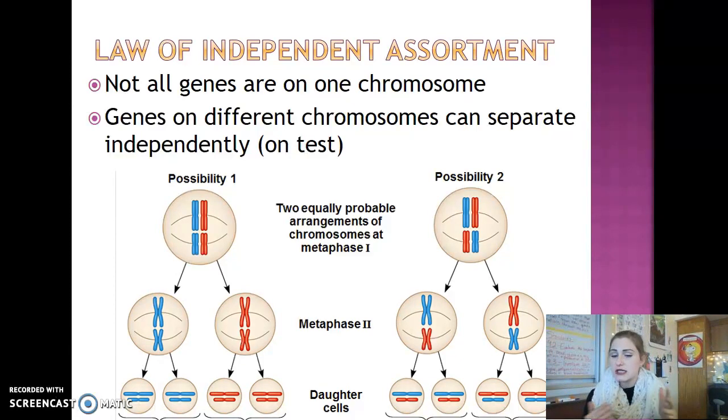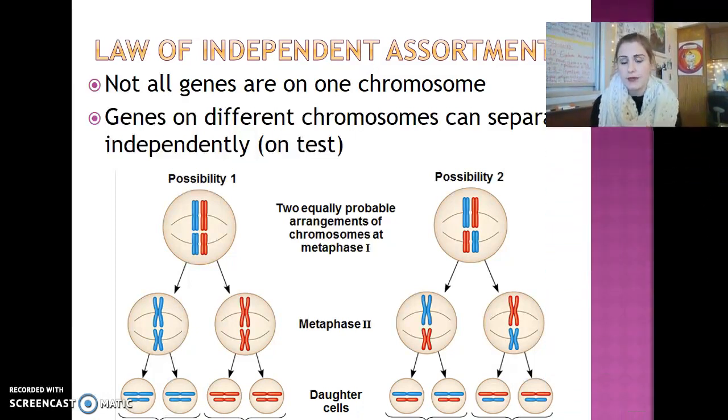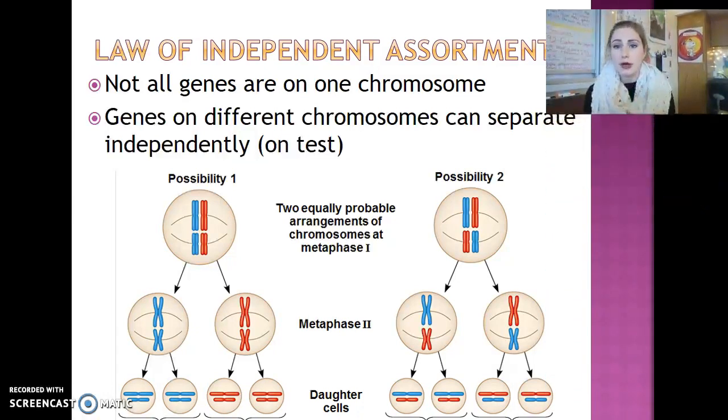It really just depends on what my parents have in their genotype, as well as what chromosomes the genes are on. Genes that are on different chromosomes separate independently from each other during meiosis. So I have two different pictures here showing the separate probabilities.